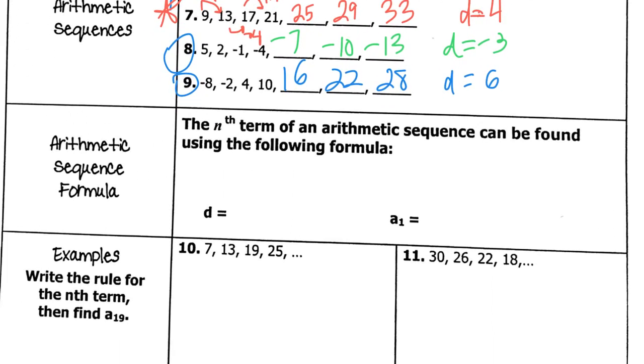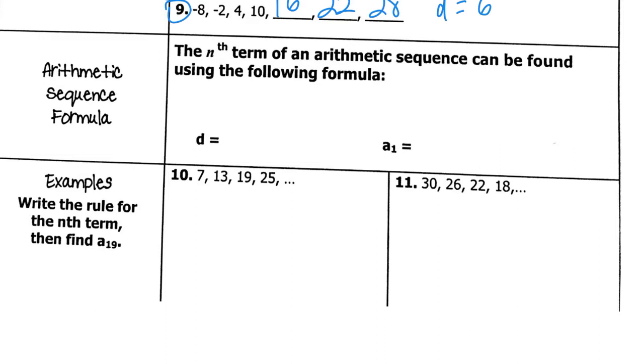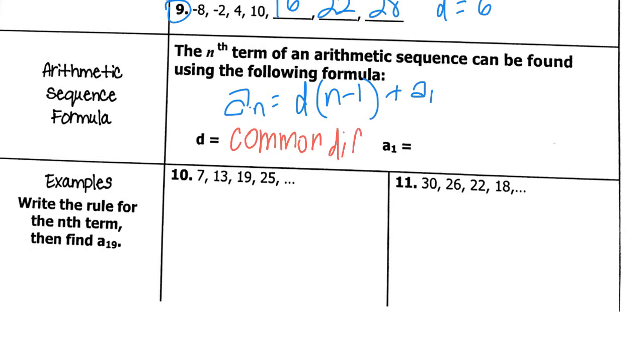There is a special formula that we use for calculating arithmetic sequences and finding the nth term, or a specific term, in that sequence. The formula is a(n) is equal to d times (n minus 1) plus a1, where d is the common difference and a1 is the first term of the sequence.